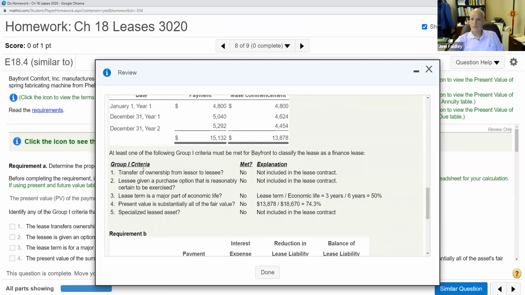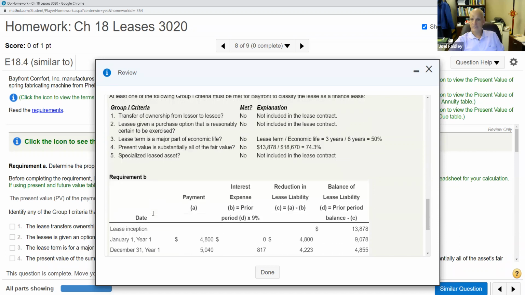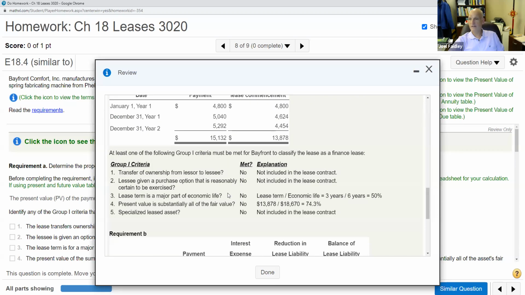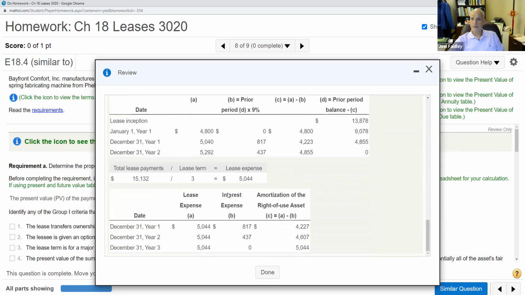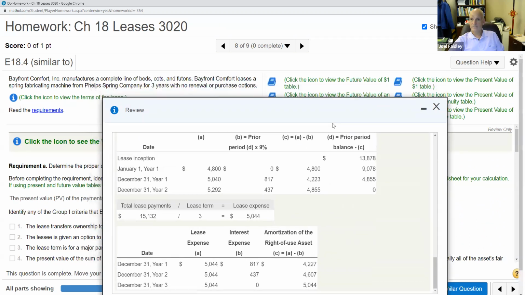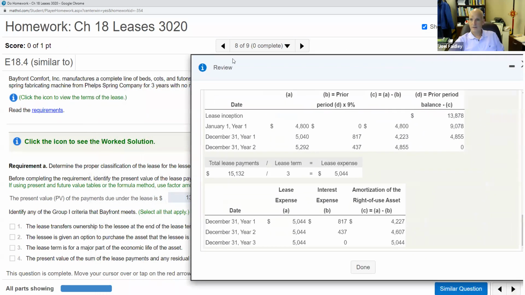So when we look at the group 1 criteria, which is only relevant for a lessee, there's no transfer of ownership, there's no bargain purchase. Lease term, 3 years divided by 6, is 50%, that's not a major part of the economic life. What's the present value? 74%? Answer's no. There's nothing about a specialized leased asset. So what do we have here? We have an operating lease that is still going to go on the books, right? All right, so what does that look like? Keep this handy.